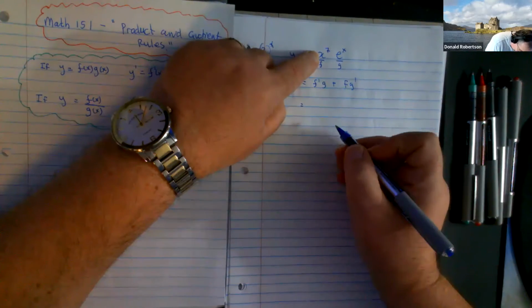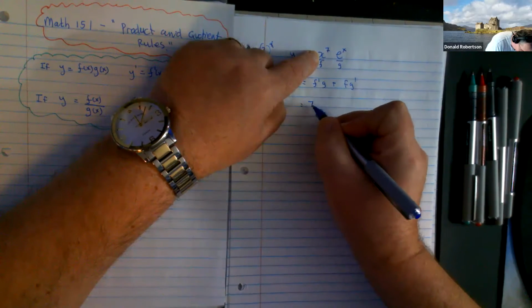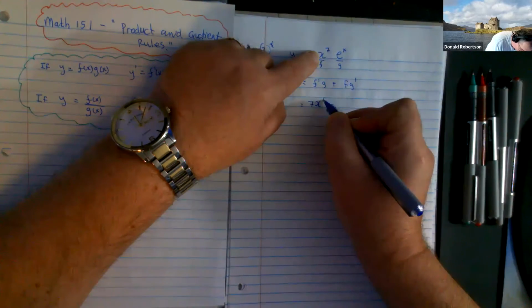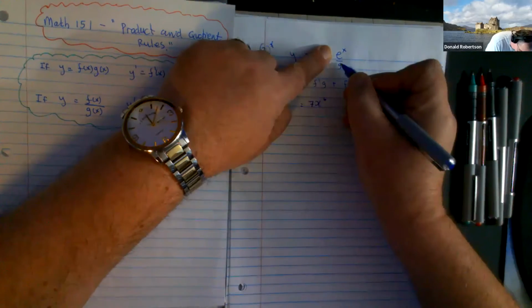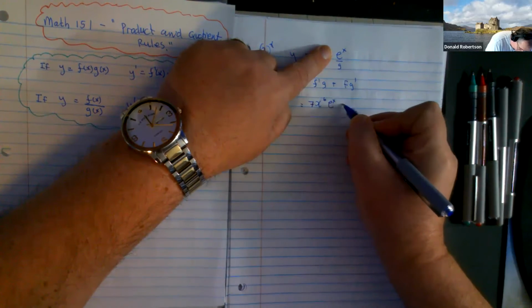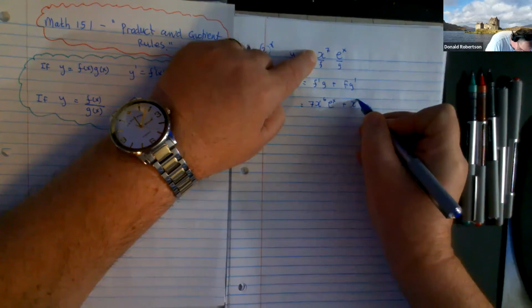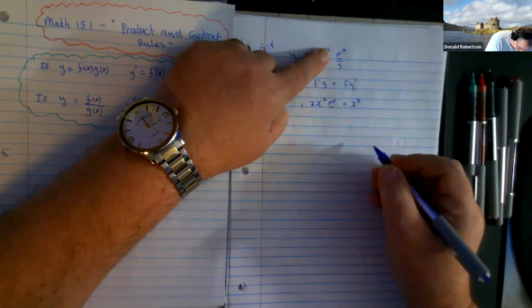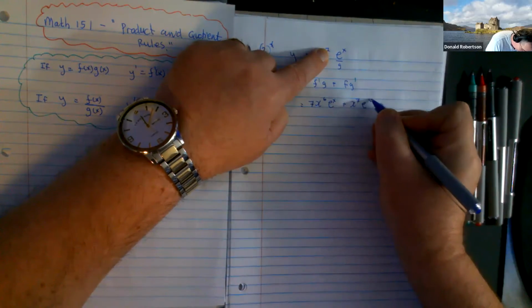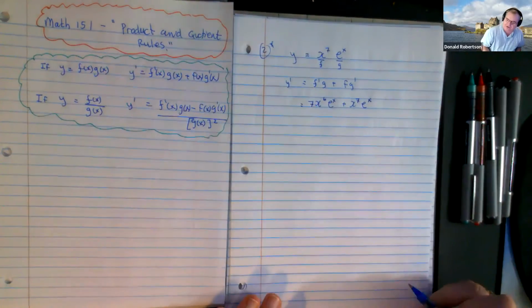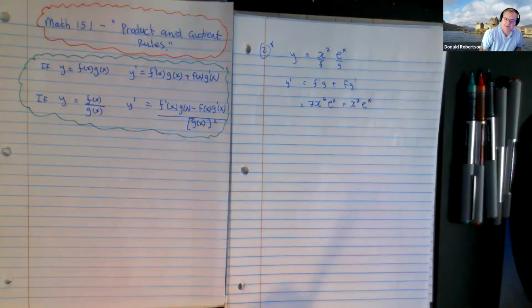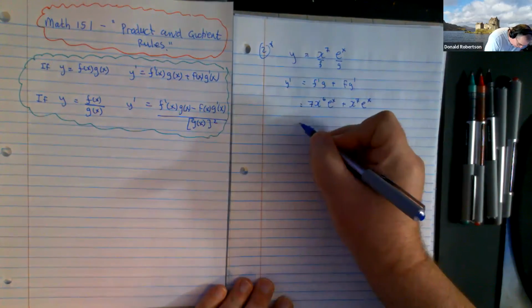You differentiate x to the 7 with the power rule. Multiply by the power, reduce it by 1. You then leave g alone. You then leave f alone. And then you differentiate e to the x, which is very nice because the derivative of e to the x is still e to the x. And then you have style points.